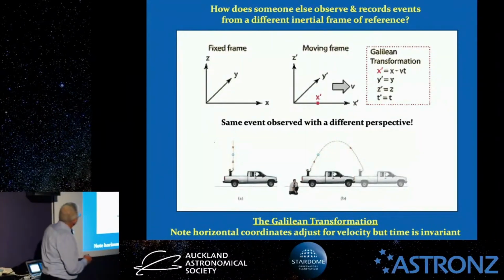So we're going to start first of all with the Galilean relativity principle. How does someone else observe and record events from a different inertial frame, in other words, a different reference of motion? And here's a classical one. Let's look at this example here. You've got this guy sitting on the back of a truck, and he's throwing a ball up and down, and that's how he sees and records that motion. And here are the coordinates that he would use: X, Y, Z for the coordinates and T for time.